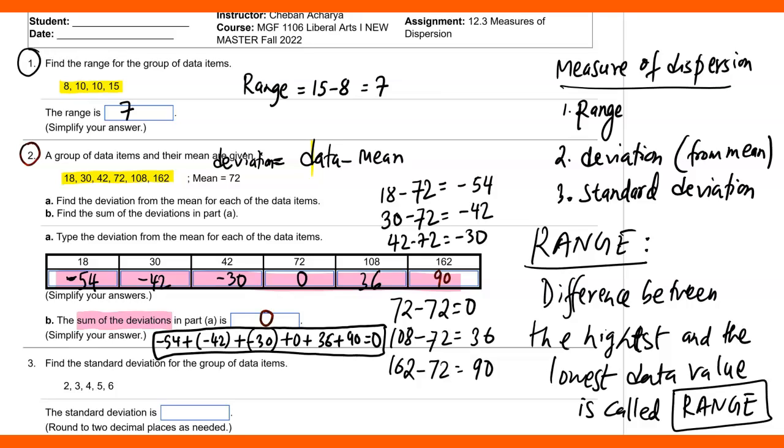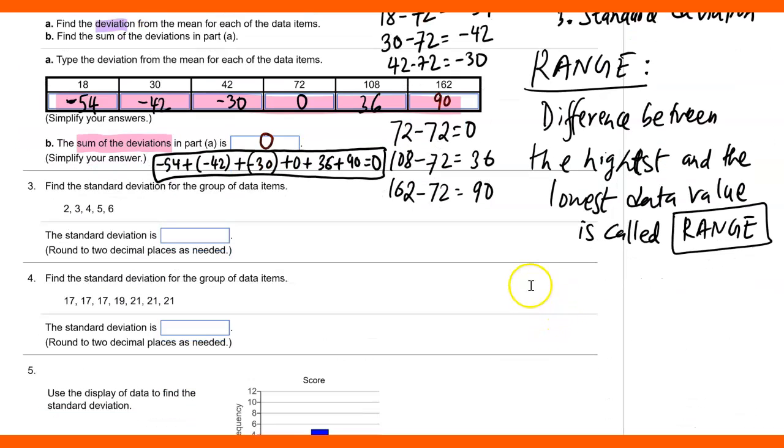I found the measure of dispersion, which is range. I found the range, and I found the deviation from the mean. That's question number 2. Right now, the next question is to find the standard deviation. That's pretty long, and pretty much the other questions here are all about finding standard deviation. Let's talk about the standard deviation a little bit, and then I'll do the problem.